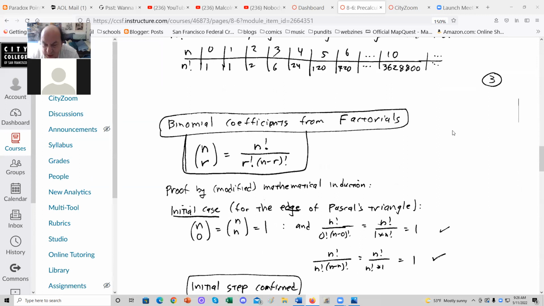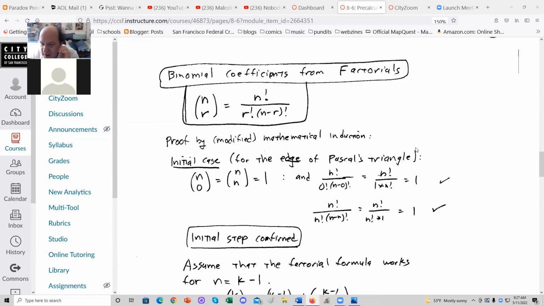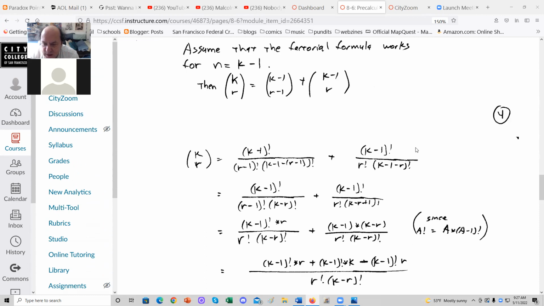Okay, here's the formula. N choose R is N factorial over R factorial times N minus R factorial. All right, now let me get to that later.